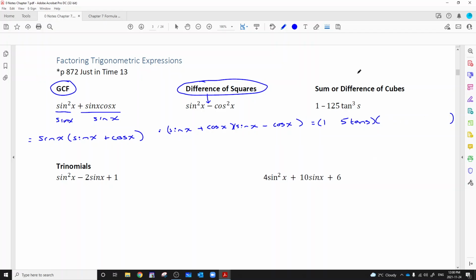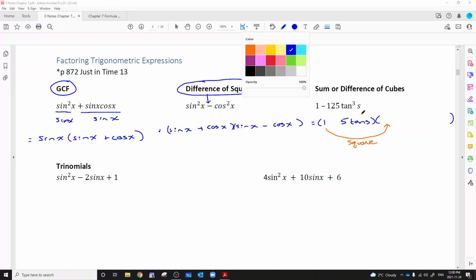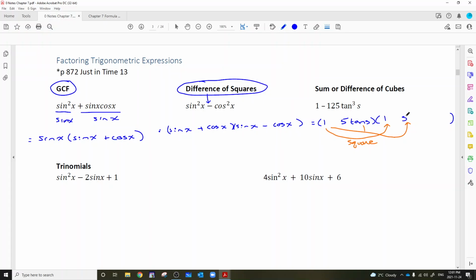To fill in the second bracket, I'm going to do the following. I'm going to go square, so I'm going to square the first term. So 1 squared is 1. And then I'm going to multiply the two terms together. So I'm going to take 1 times 5 tan s, and I'm going to write it in the middle. 1 times 5 tan s is just 5 tan s. So that was multiply. I'll put that in orange so it matches.